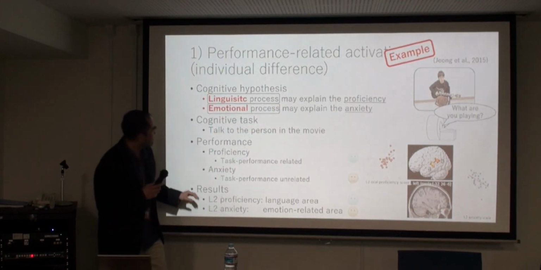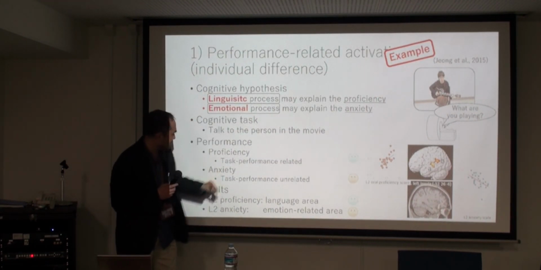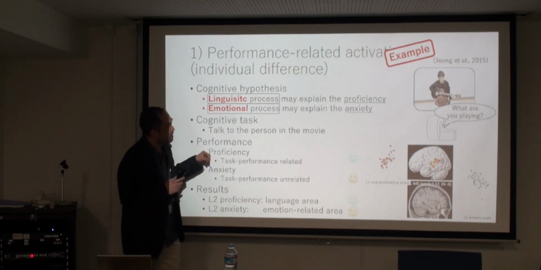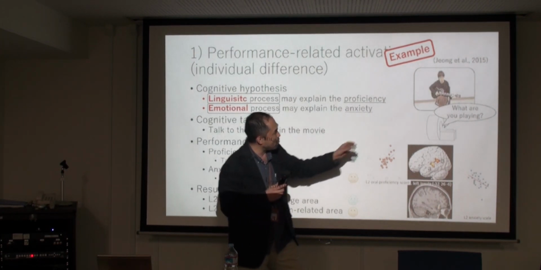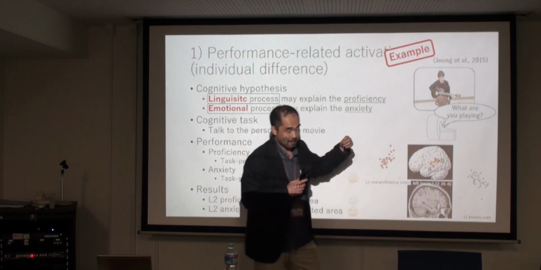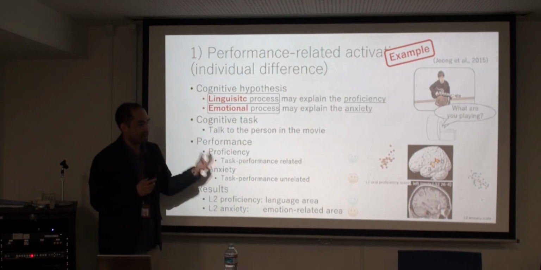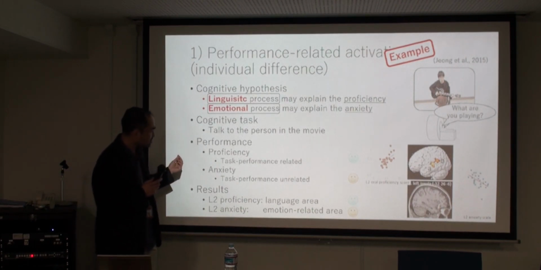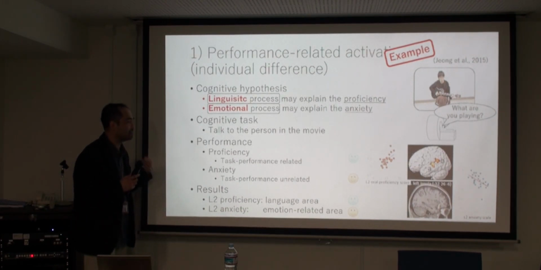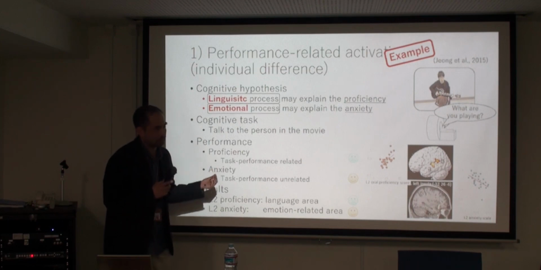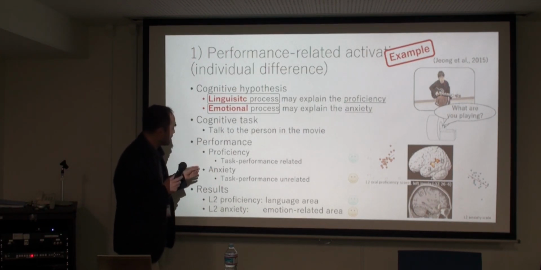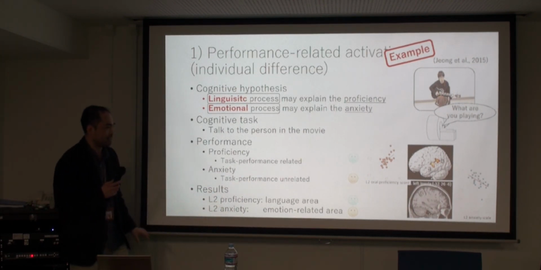On the other hand, emotion and anxiety. Anxiety does not directly relate to their performance. It occurs just inside their brain. So it's quite interesting. We cannot really predict what happens in the brain in association with this anxiety.